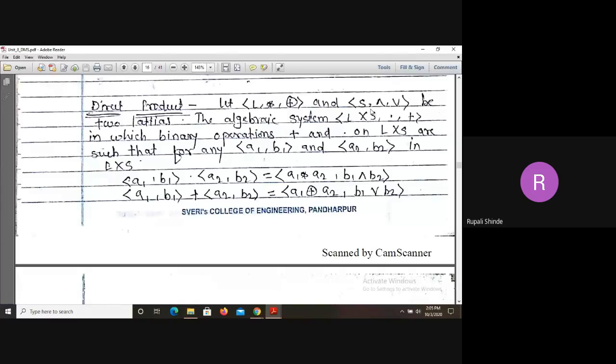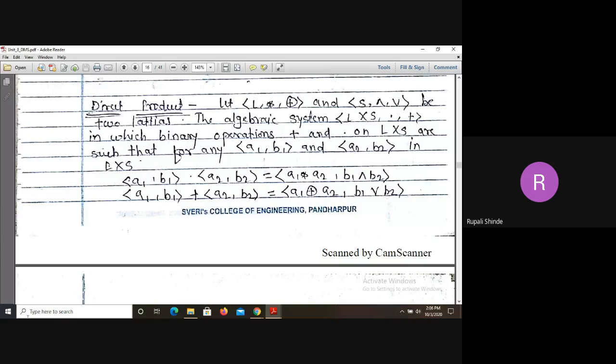Now we have to take direct product between these two lattices, and that direct product is represented here by L. This cross symbol is for direct product, L direct product S. And after performing this direct product, we will get operations as dot and plus. Okay. Now, if you consider these three lattices, then we can say that star, AND and dot, these three operations are having same meaning, and XOR, OR and plus, these are having same meaning.